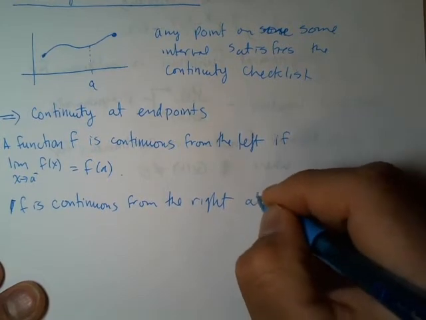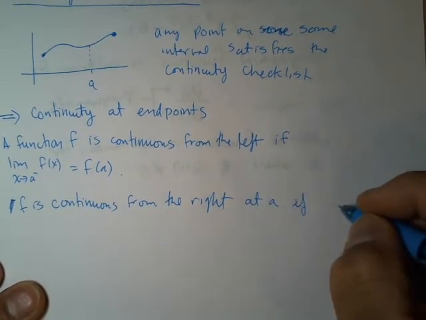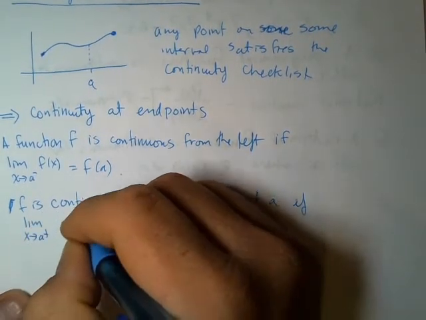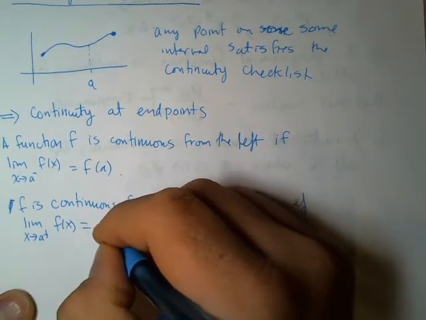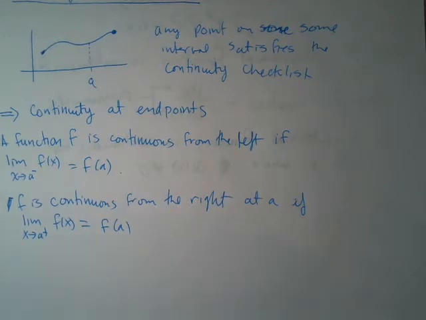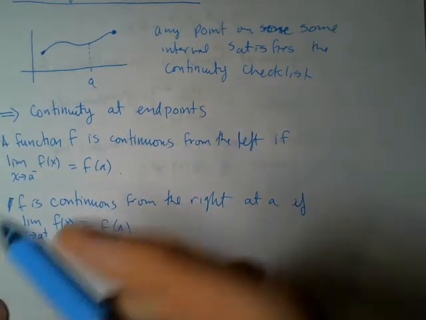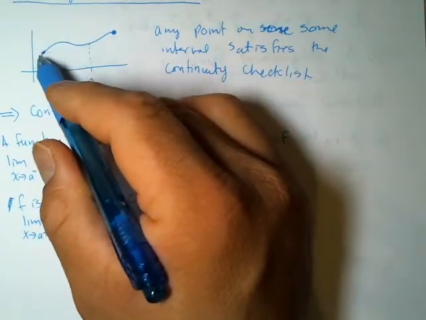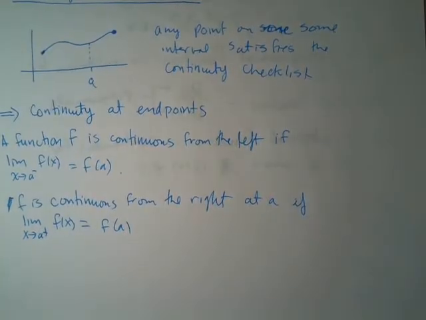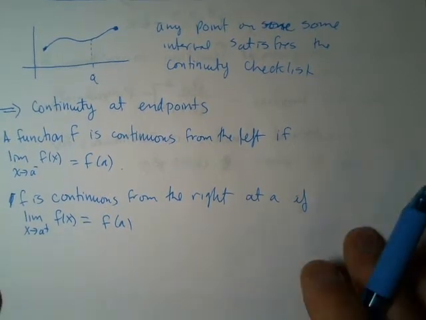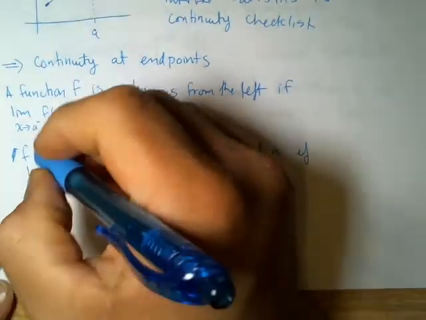From the right at a, if the limit as x approaches a from the right side of f of x is equal to f of a. Okay, and that we can see happens here, right? Where it is continuous from the right side, and on the left side the function is just not defined at all, for any points. Okay, so when we want to say that a function is continuous on an interval, right?